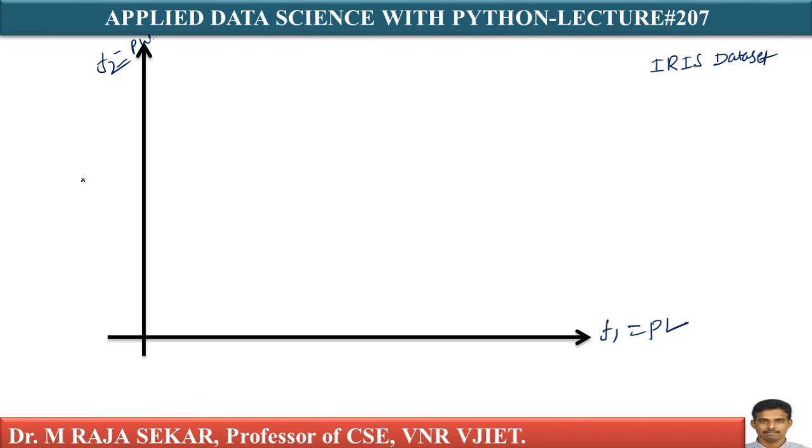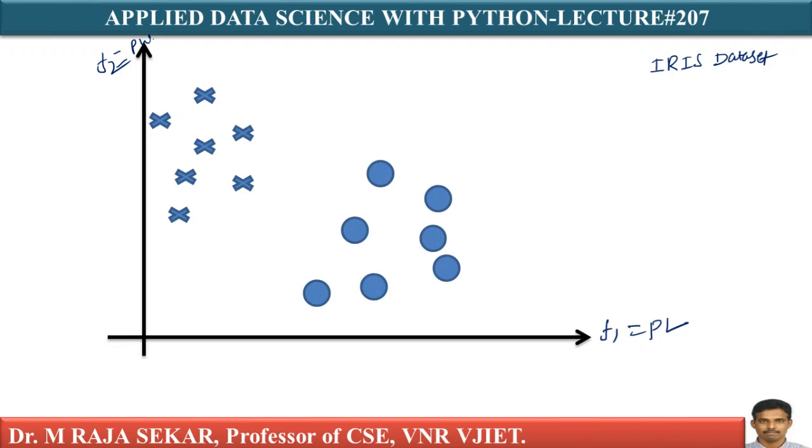Now, let's assume I have two types of flowers. One type of flowers is marked with a cross, and the other type of flowers is marked with circles. Let me call them circle flowers and cross flowers.